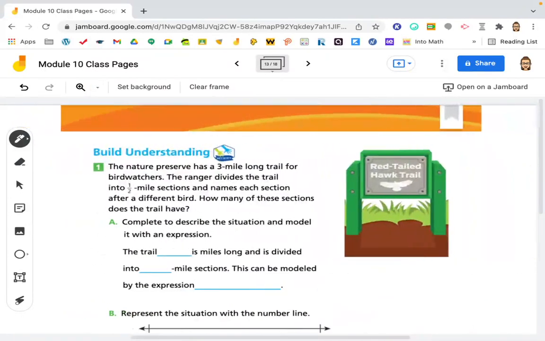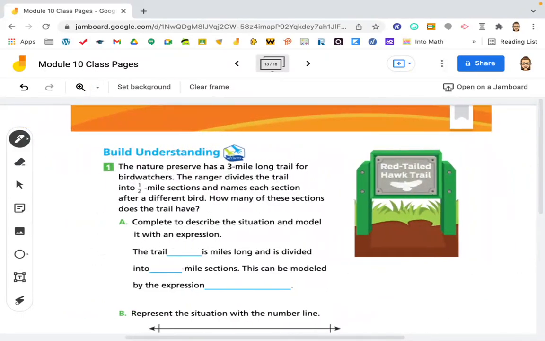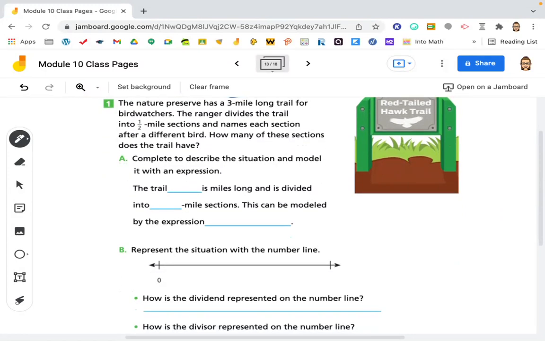So next it says the nature preserve has a 3-mile long trail for bird watchers. The ranger divides the trail into 1/2 mile sections and names each section after a different bird. How many of these sections does the trail have? Complete to describe the situation and model with an expression. So the trail is 3 miles long and is divided into 1/2 mile sections. This can be modeled by the expression 3 divided by 1/2.